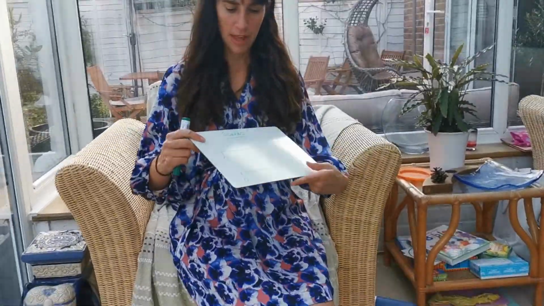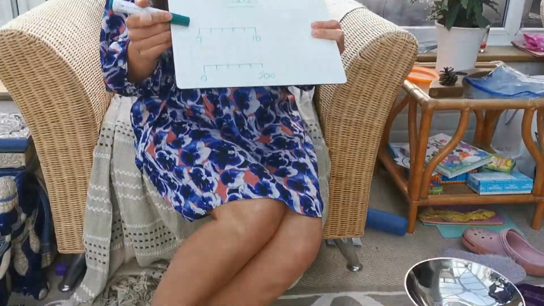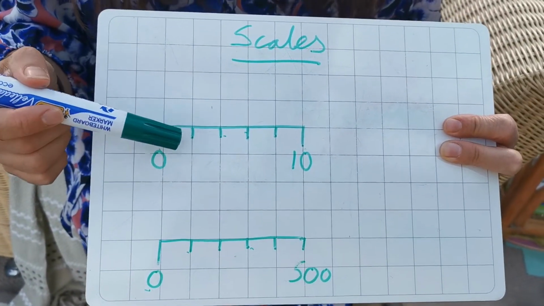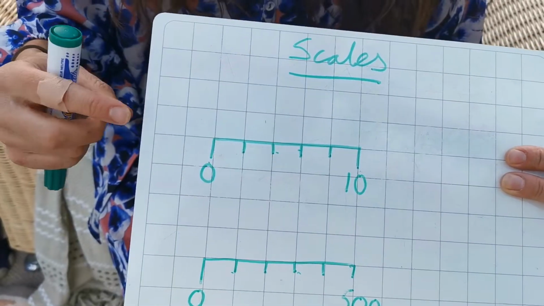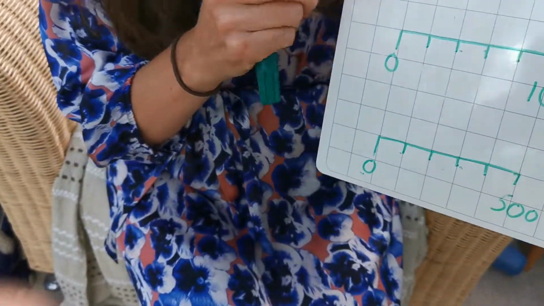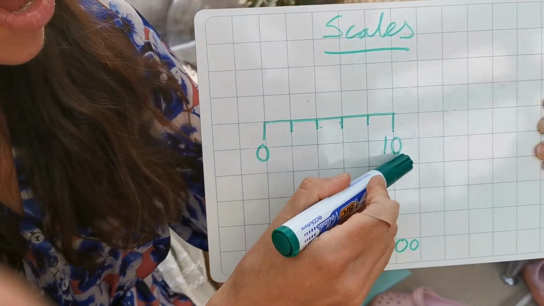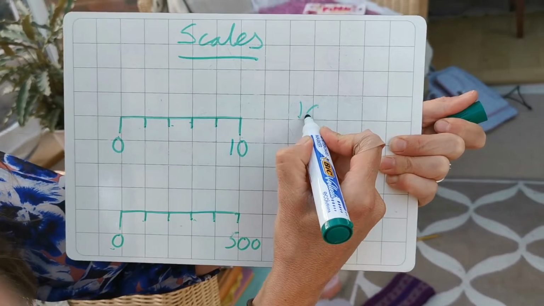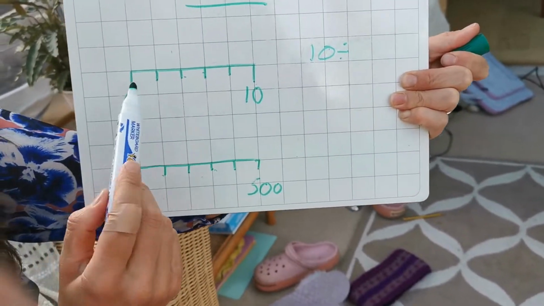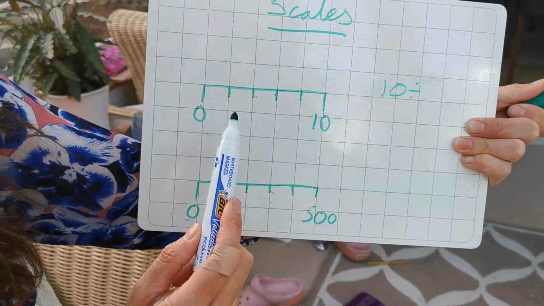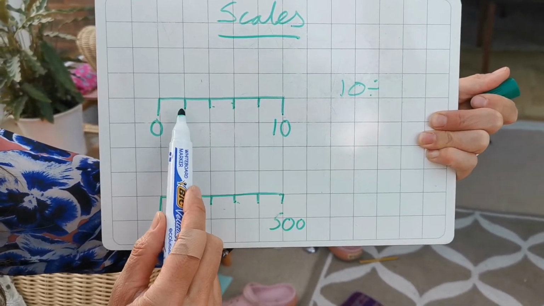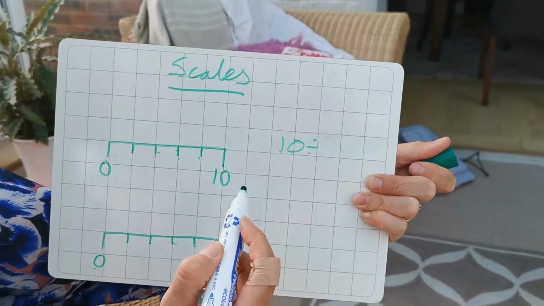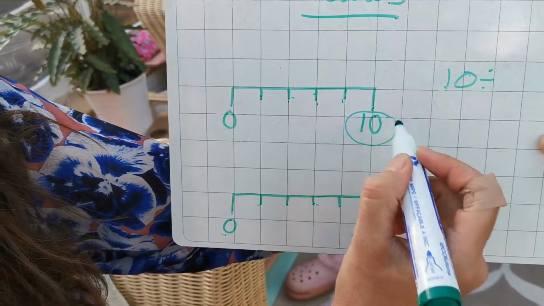So, for example, if we had this top scale here, we've got 0 and we've got 10, and we don't know what each of these lines represent. So what we have to do is look at your 0 and then the first number which you see after 0. We take that number, so 10, then we count how many lines, how many sections, how many divisions there are between 0 and 10. And here we've got 1, 2, 3, 4, 5. So we've got 5 divisions until we get to 10.